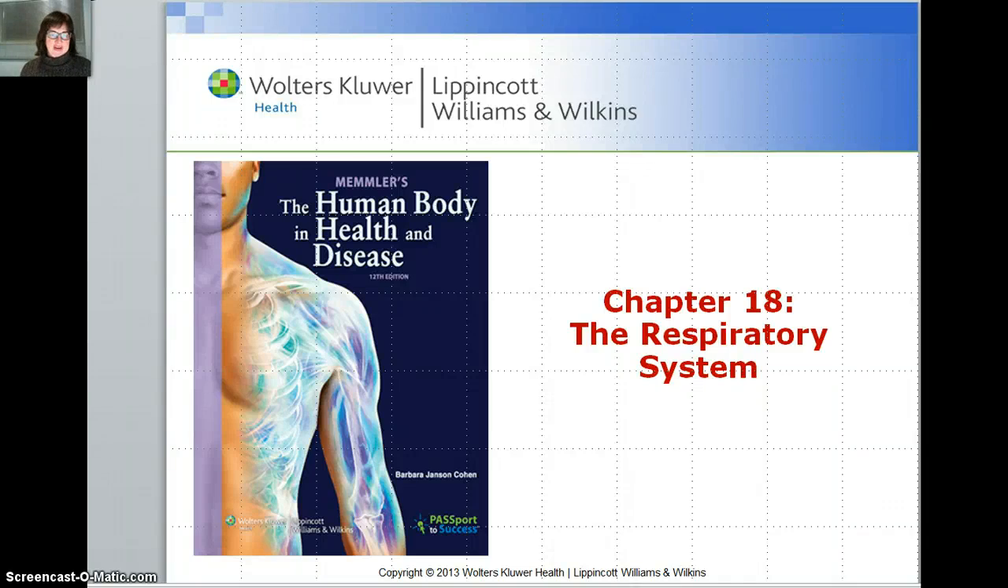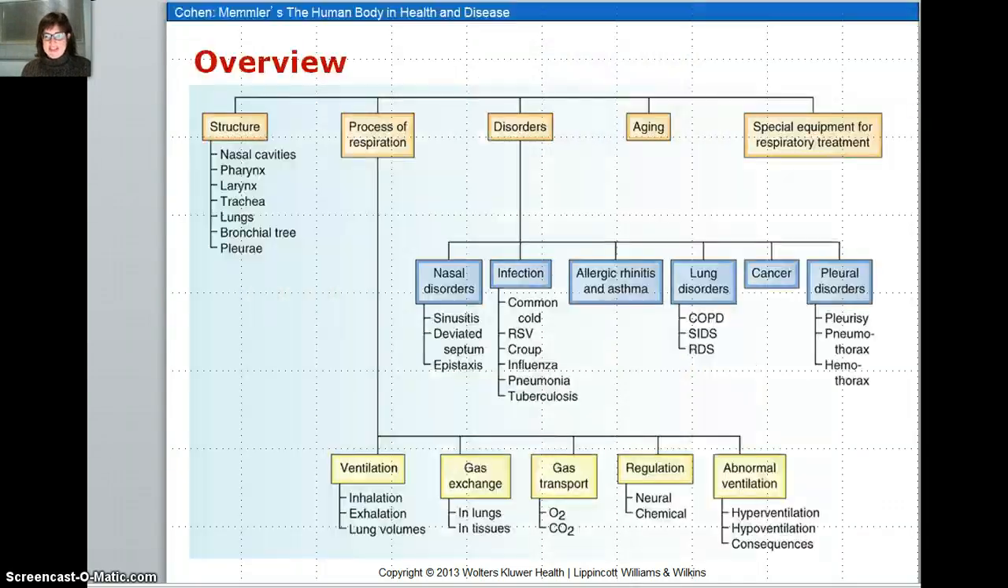Hello and welcome to Chapter 18 on the respiratory system. With the respiratory system, we're going to focus on the anatomy and the structures. Then we're mainly going to look at ventilation, gas exchange, and gas transport. We're going to briefly touch on the regulation in terms of chemoreceptors and baroreceptors. The diseases I want you to be aware of, more that they're associated with the respiratory system than detail themselves.